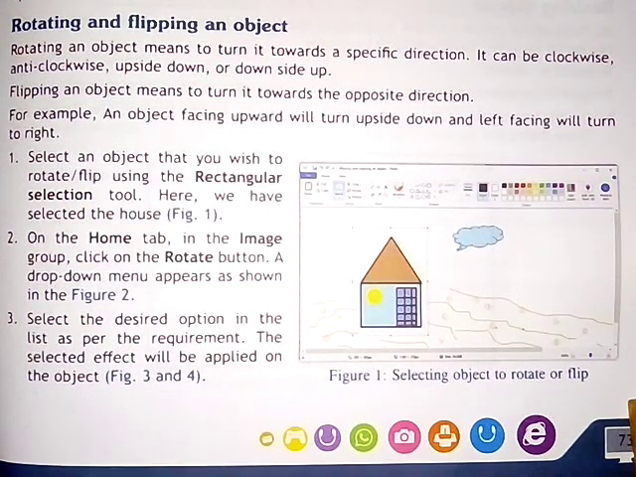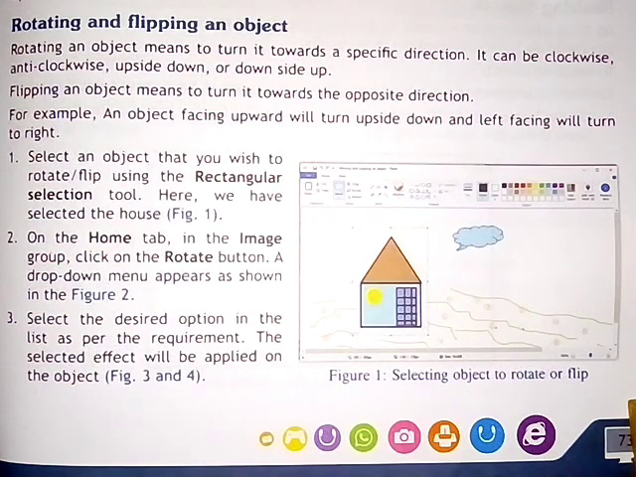Flipping an object means to turn it towards the opposite direction. For example, an object facing upward will turn upside down and left facing will turn to right. First, select an object that you want to rotate or flip using the rectangular selection tool. Here we have the selected house.